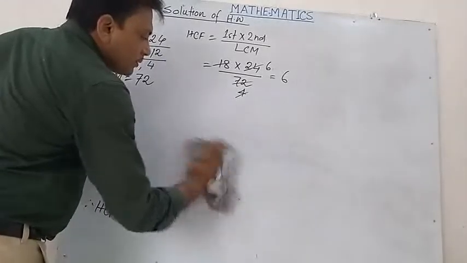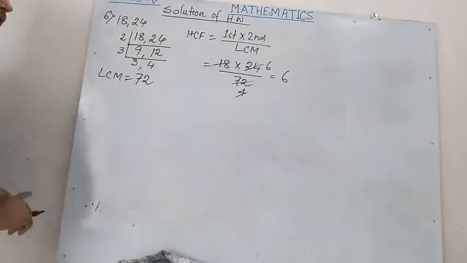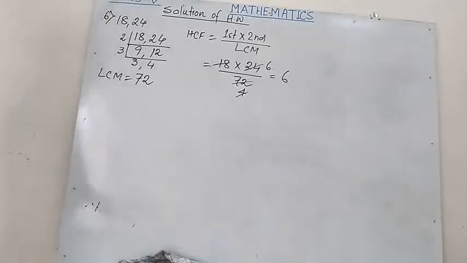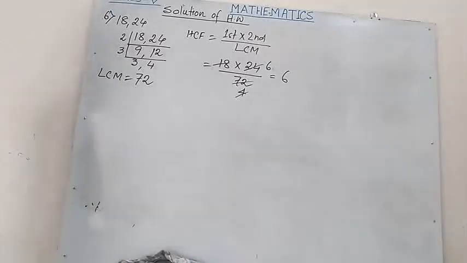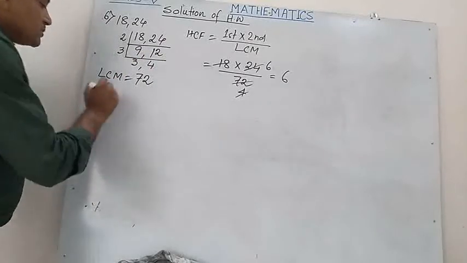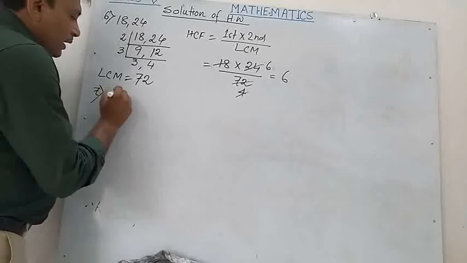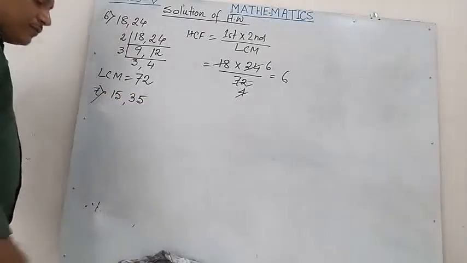Next, question number 7. Find the LCM of 15 and 35 by finding their HCF. So same procedure. In this case, at first we have to find out the HCF. So 15 and 35.